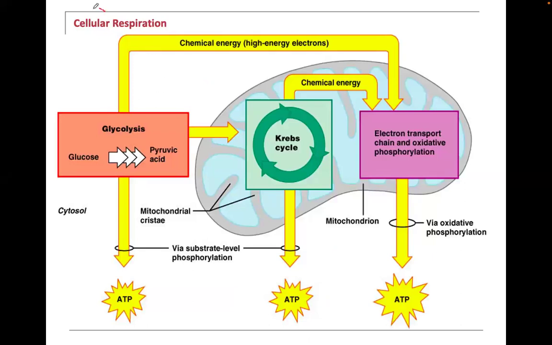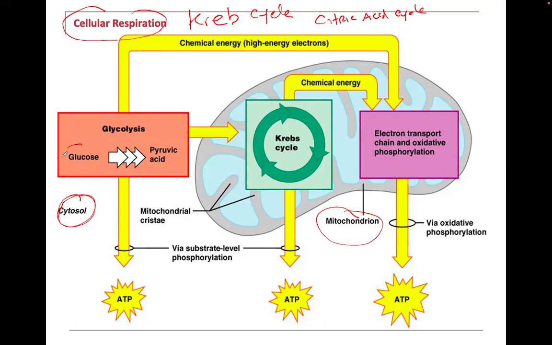So here's cellular respiration, also known as the Krebs cycle, also known as the citric acid cycle. So you have glucose. This is the cytosol, right? Out here is the cytosol. This here in the middle, this is a mitochondria. So we have glucose that's going to be broken down into pyruvic acid in the cytosol. That's called glycolysis. That alone, yes, you're going to make a little bit of ATP. Not much, just a little bit.